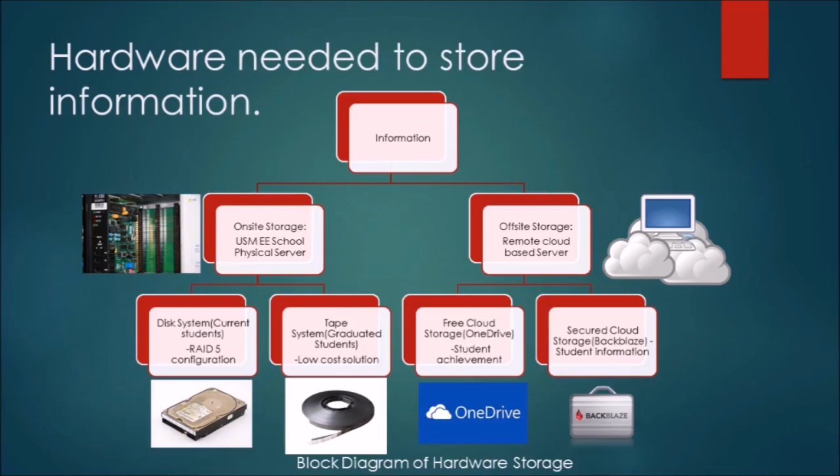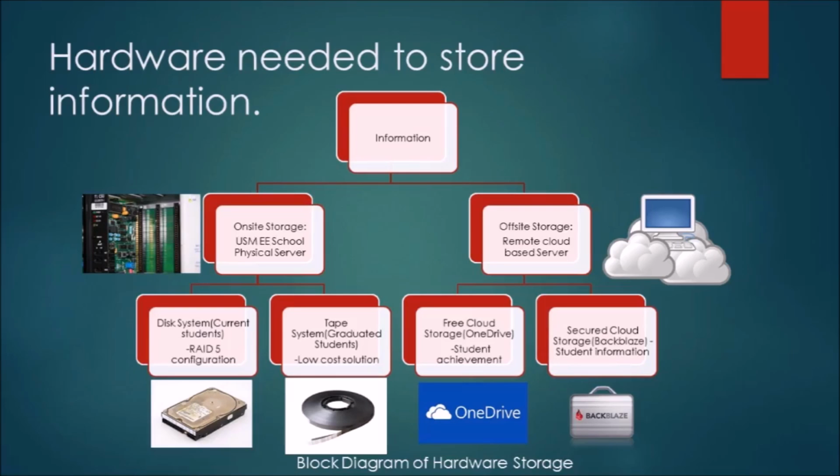For the on-site storage, there are two types of storage systems. The first one is the disk storage system. It stores the current students' information. As the student information system is frequently accessed by current students, it needs faster access. So it uses a RAID 5 configuration which provides better disk performance and data recovery.